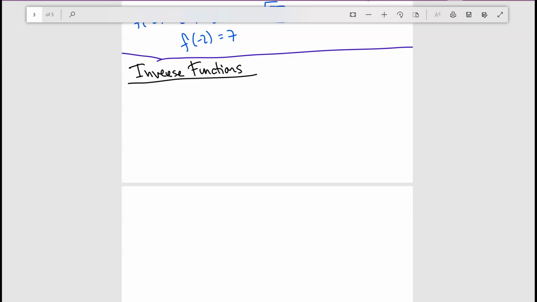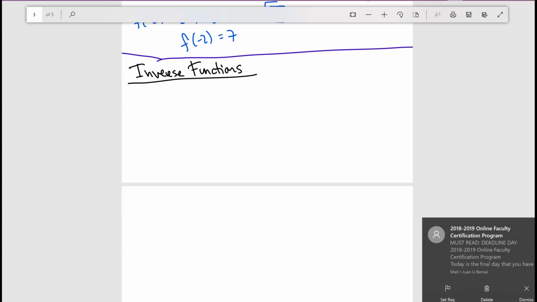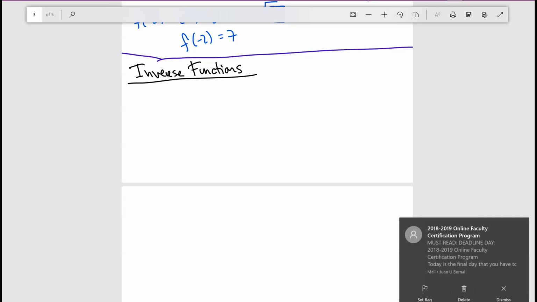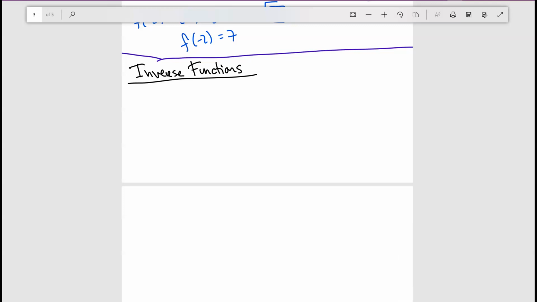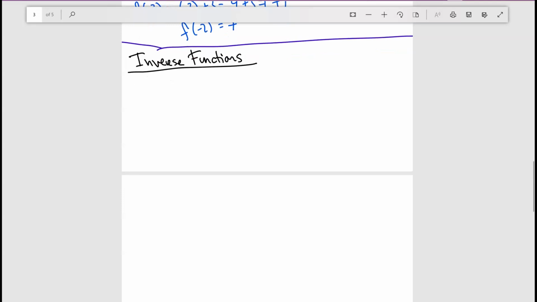In this section, we are going to talk about inverse functions. So we just learned about function compositions, and now inverse functions are going to be these types of functions that possess very nice properties. And this is going to be really useful when we talk about exponential and logarithmic functions. So before we talk about inverse functions, I still want to talk about one-to-one functions.